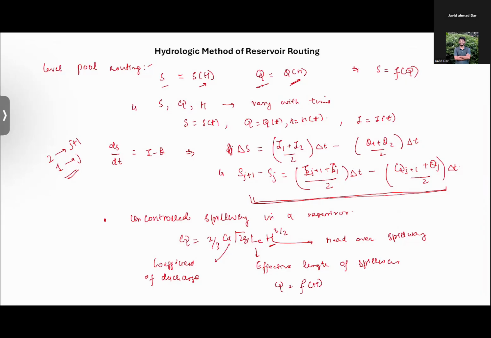So now if we have to route the reservoir using this hydrological method, what we need first is a storage versus elevation plot. Then we need an outflow versus elevation plot.